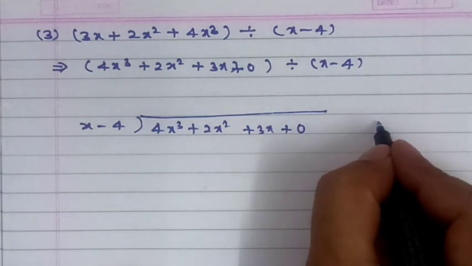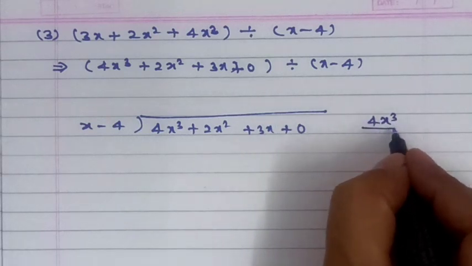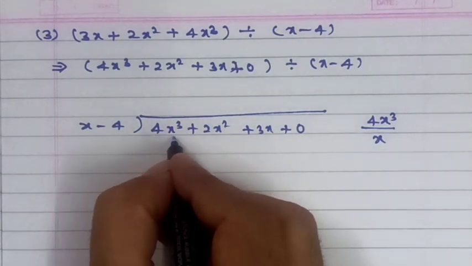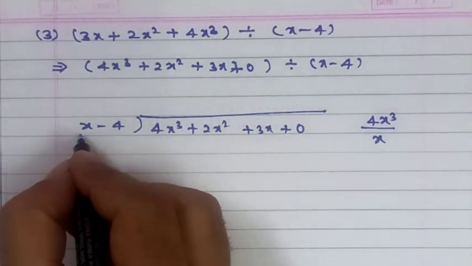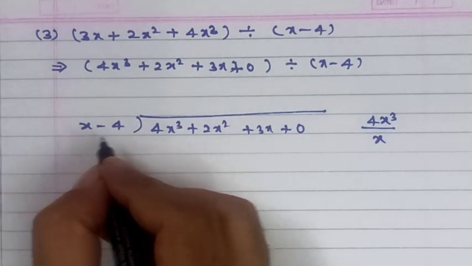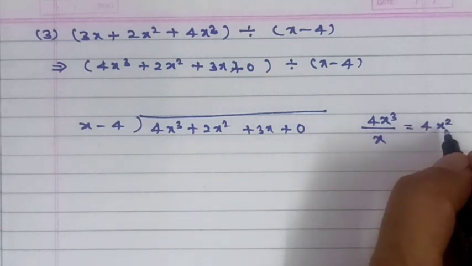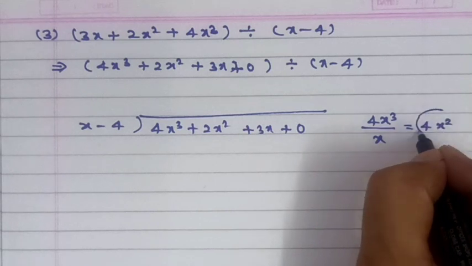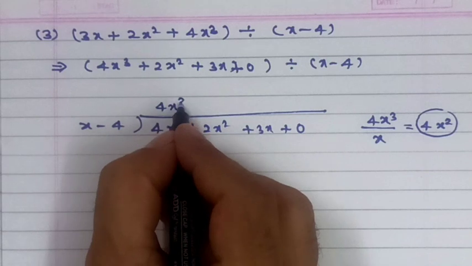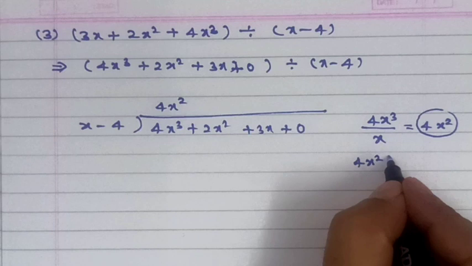Now start the same method. So 4x cube upon x. Why are you dividing 4x cube by x? Because this is the first term of the dividend and x is the first term of the divisor. When you divide, you get the answer 4x square. This 4x square is to be written here.